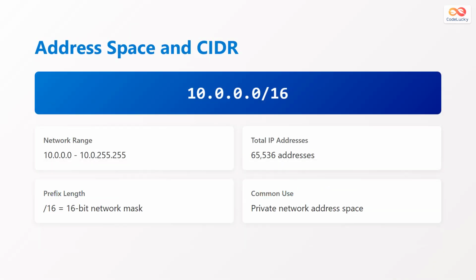Let's examine a common address space example, 10.0.0.0/16. This CIDR notation defines your network's IP address range. The /16 indicates a 16-bit network mask, which provides a network range from 10.0.0.0 to 10.0.255.255. This gives you 65,536 total IP addresses to work with. The prefix length of /16 means the first 16 bits are fixed for the network portion, while the remaining bits can be used for host addresses. This address space falls within the private network ranges, making it ideal for internal Azure networking.